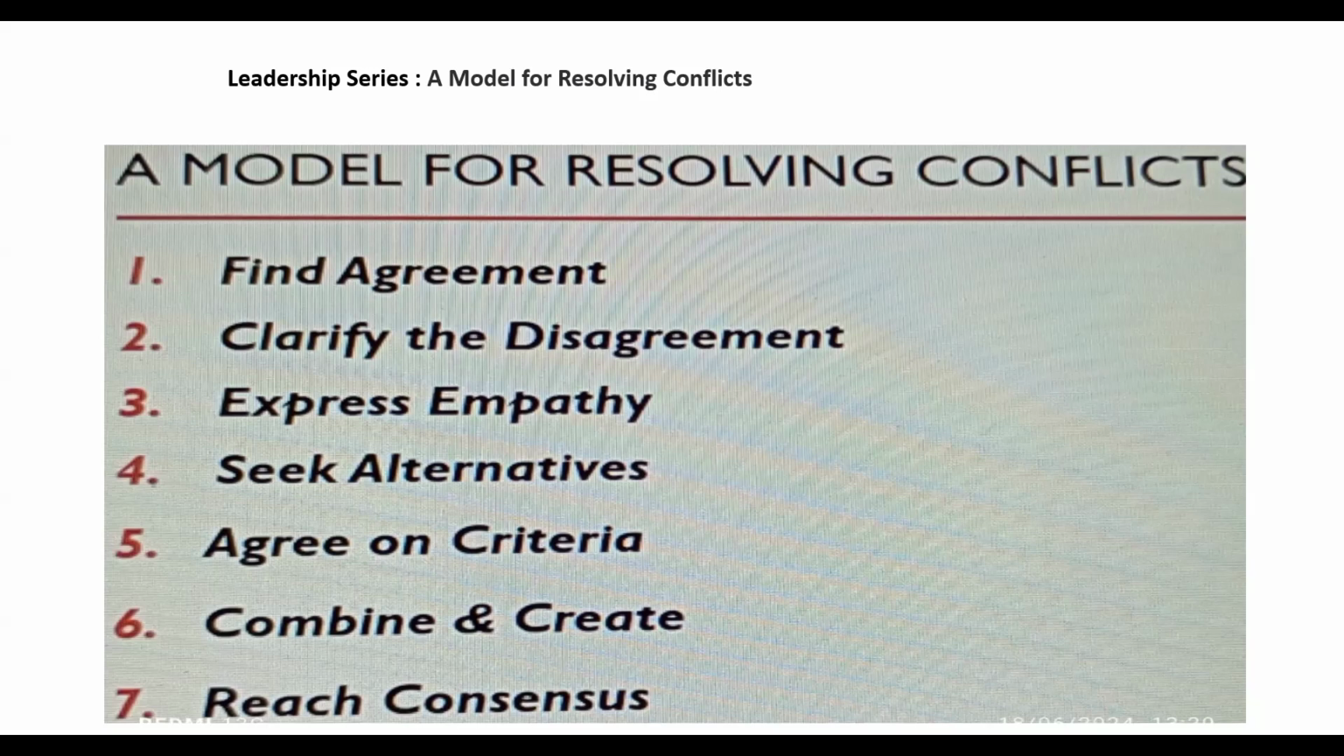I hope those 7 steps make sense. Try them out next time you have a conflict and see how they work for you.